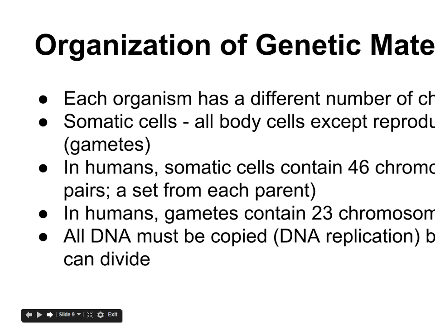In humans, gametes contain 23 chromosomes. That would be your egg or your sperm. All DNA must be copied, or we call that DNA replication, and we learn that process later, before a cell can divide. And if you think about it, that makes sense. One cell has 46 chromosomes. In order for each of the new cells to both have 46 chromosomes, you have to copy all of that DNA.